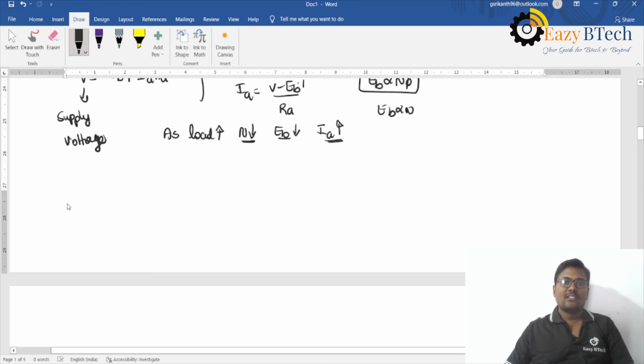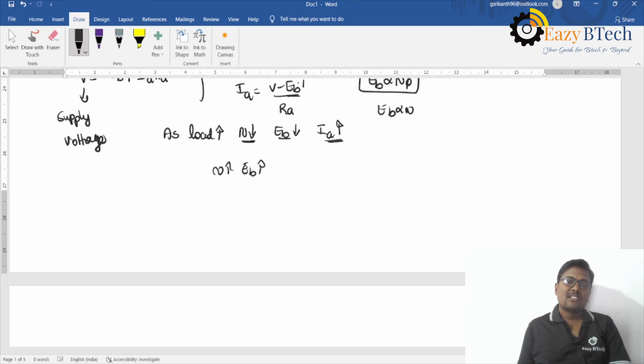So that is the most important role of back EMF. As the speed increases, the back EMF increases, and then the Ia value should decrease. The back EMF acts as a regulating mechanism.